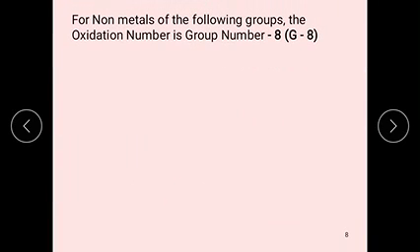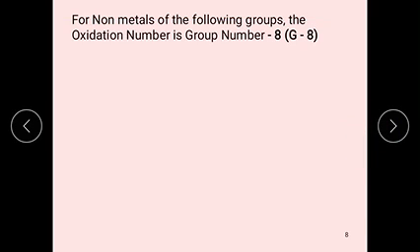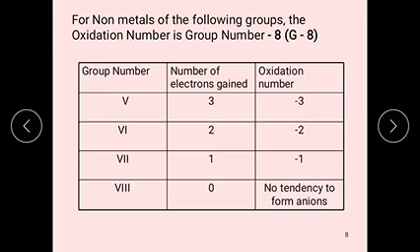For nonmetals of the following groups, the oxidation number is as follows. For the fifth group, when it gains 3 electrons, the oxidation number is treated as -3. For the sixth group elements, which require 2 more electrons to attain stability, it gains 2 electrons. Then its nonmetal oxidation number is taken as -2.